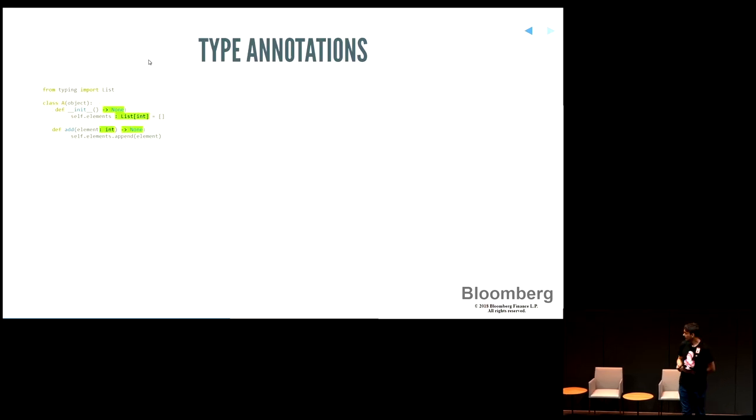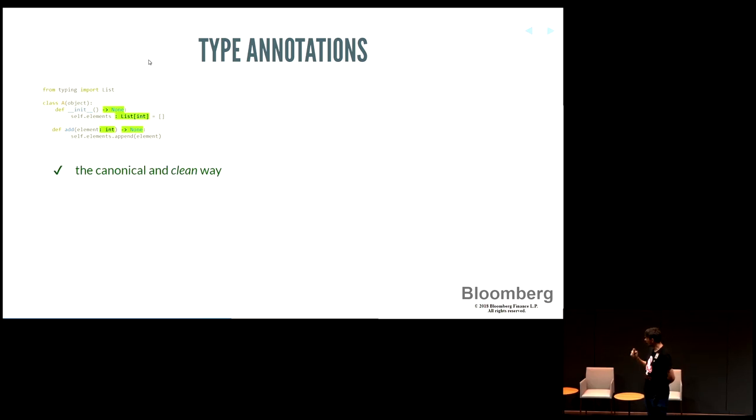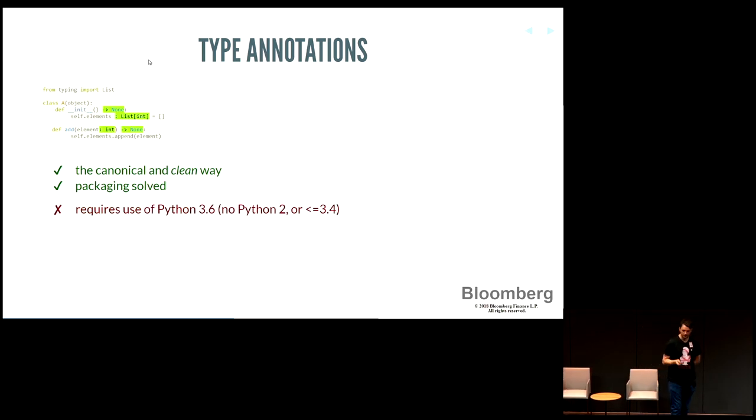Okay. Next up, type annotations are the canonical and clean way. These are the way they were designed, how they were actually meant to be used. Their packaging is solved because it's actually inside your code, so you don't need to think about how you package your type information with your application. But it does require Python 3.6. You can use Python 3.4 or 3.5 if you're willing to not have variable annotations, but the function annotations require at least 3.4, okay?